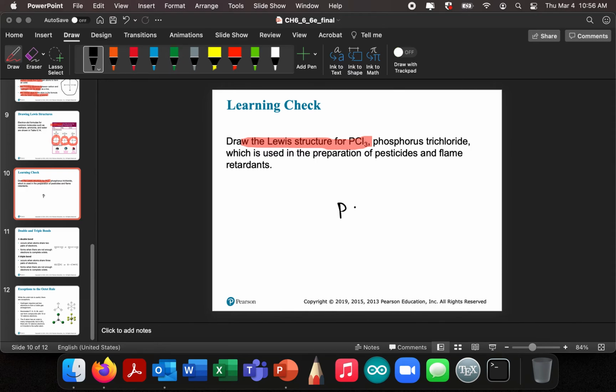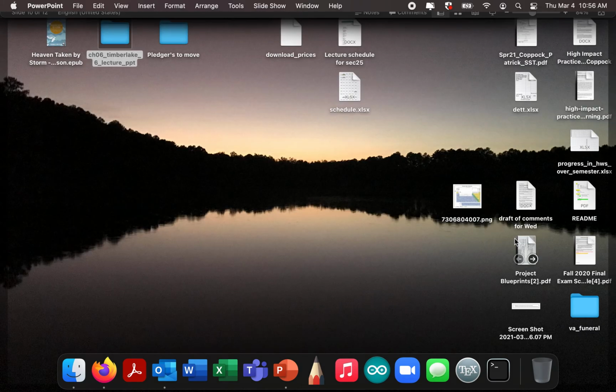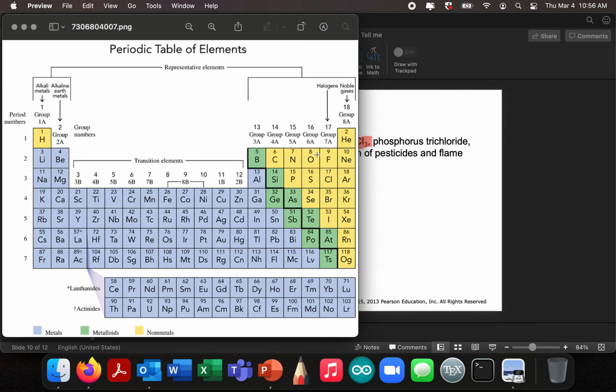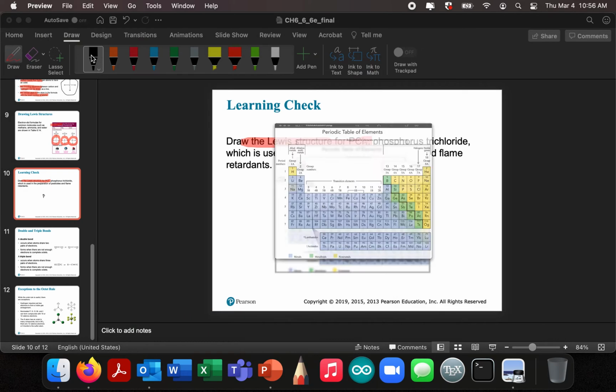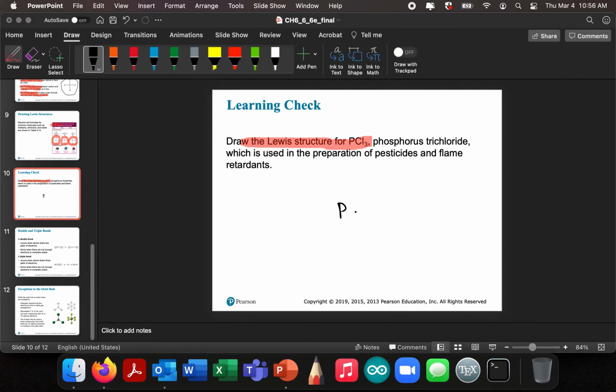Okay, so I'm going to suppose that you pause the video, and I'm going to find phosphorus. Phosphorus is in group 5. Phosphorus is right here in group 5, right? See it? So it's got 5 electrons in its outer shell. 1, 2, 3, 4, 5. Okay? And chlorine is in group 7, and so it's got 7 electrons in its outer shell.